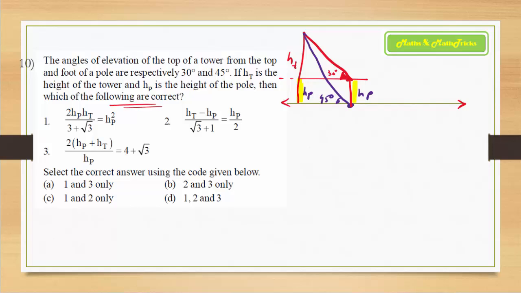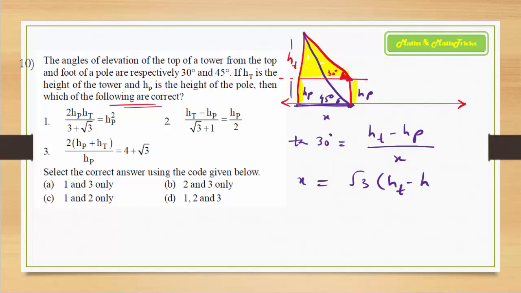First of all, if you see this upper triangle with the angle 30 degrees, in this upper triangle you have the opposite side, which is the remaining part of HT. Out of total HT, the remaining part would be HT minus HP, right? And this adjacent side is unknown, so I'm taking that adjacent side to be X. So you can write tan 30 degrees is equal to (HT minus HP) upon X. So the X value, with tan 30 being 1 by root 3, will be root 3 times (HT minus HP).